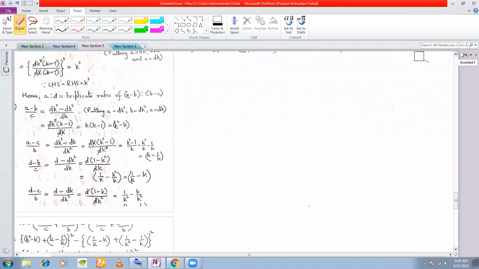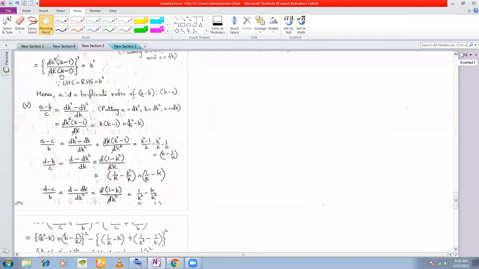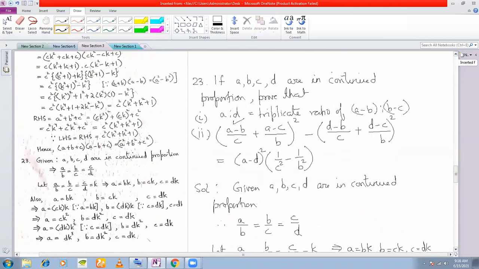Okay, so look at the last one here. You see, in the question, you have this fraction a minus b by c, you have this fraction a minus c by b, you have this fraction d minus b by c, and you have this fraction d minus c by b. So you have four fractions, and this is a sum and difference of four fractions. And because we need to put the value in each of the fractions, we try to find the value of each fraction first, and then find the value of the entire expression.